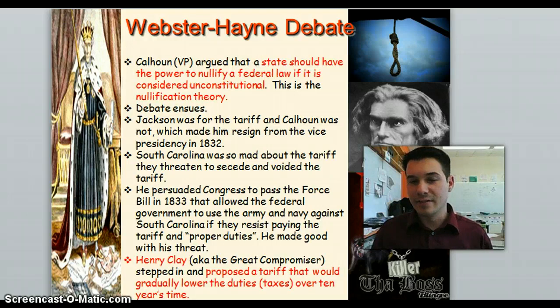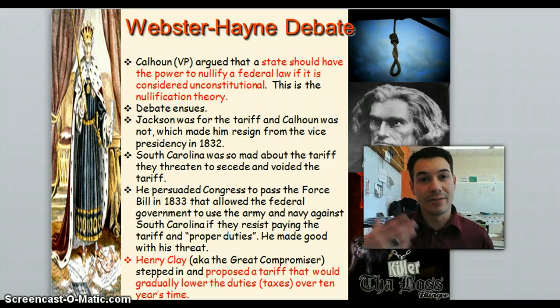Now, the Webster-Hayne debate's very interesting because, of course, you have John C. Calhoun, who's the vice president at the present time, argued that a state should have the power to nullify a federal law if they consider it unconstitutional. This is nullification. The debate ensued. This is very similar to the Virginia-Kentucky resolutions we talked about when we talked about the Alien and Sedition Acts. Again, nullify it if a state thinks it's unconstitutional.